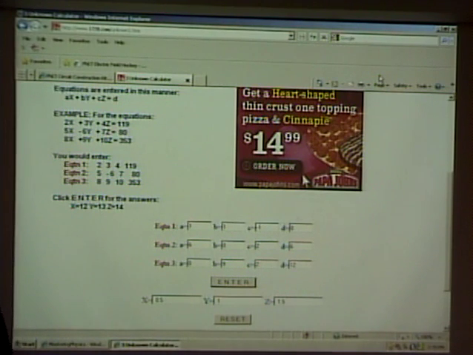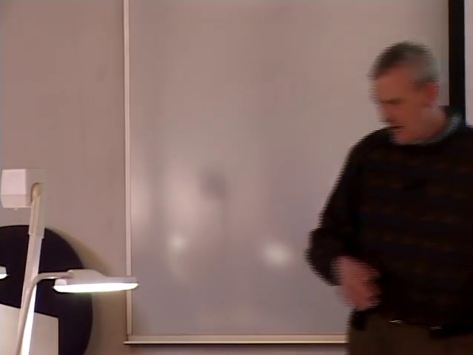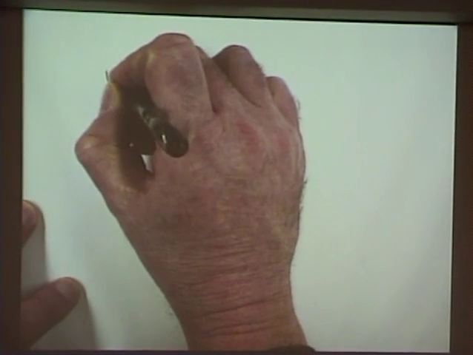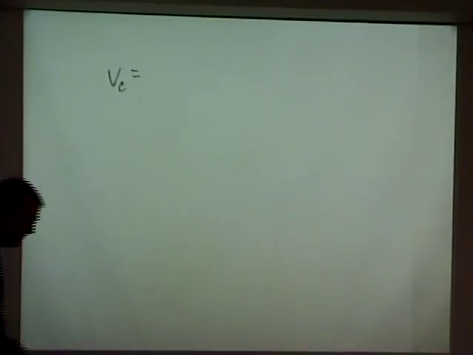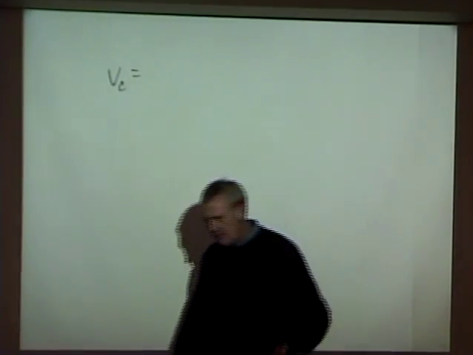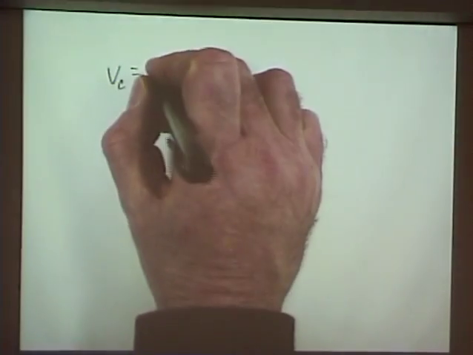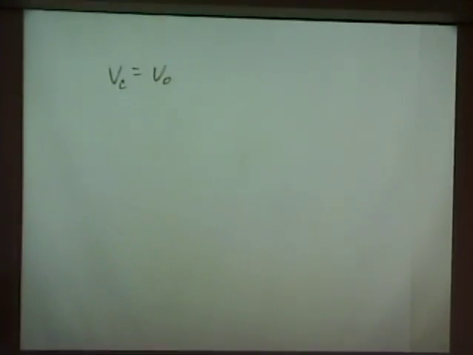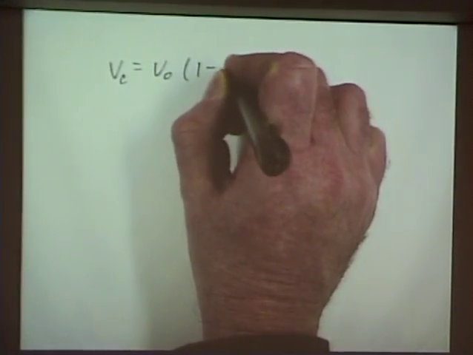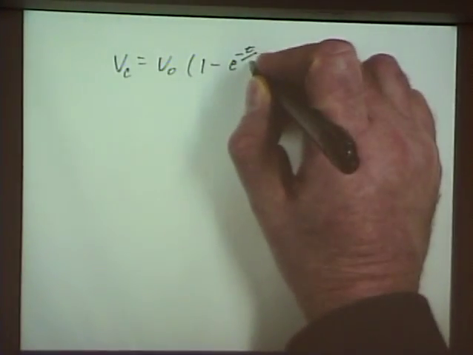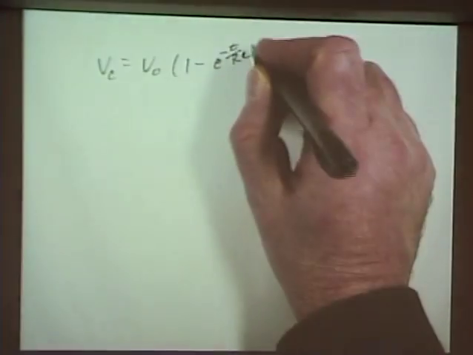Okay, RC circuits. Here's the equation for when you're charging up something. You have the voltage across the capacitor. As we showed, it's going to build up. It equals V naught, which is the voltage in the battery, your original voltage, times 1 minus e to the minus t, the time that it's running, over RC.